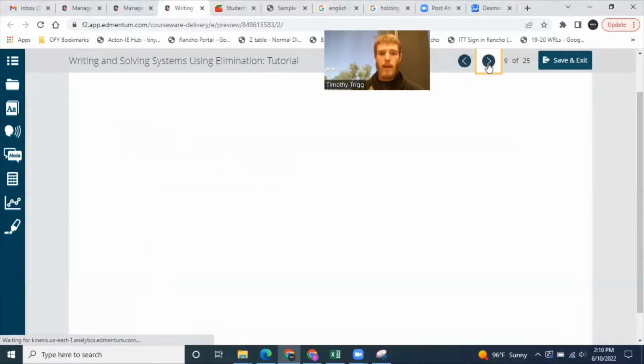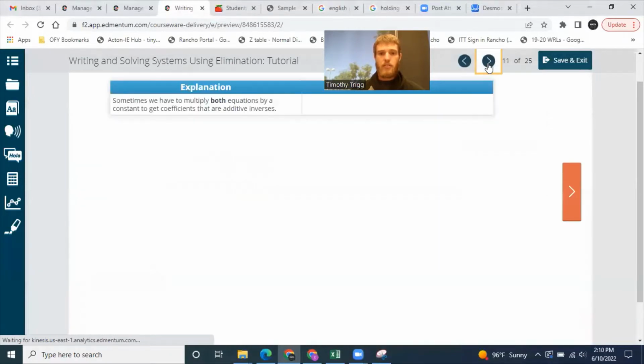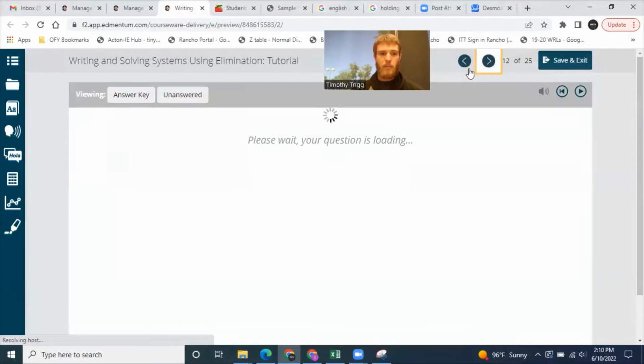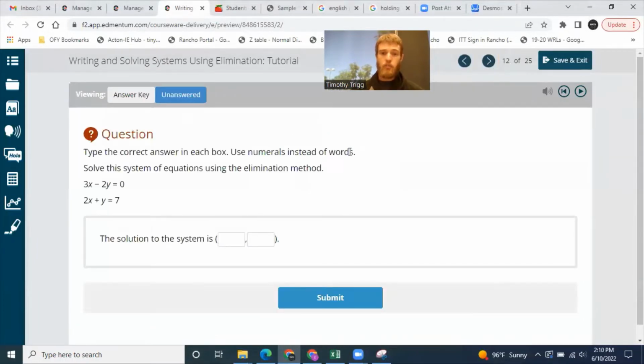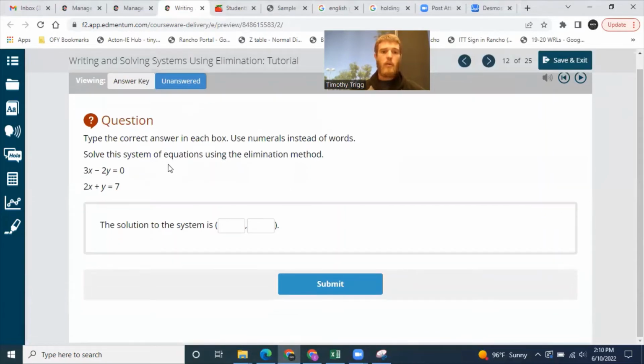And we could just skip ahead to wherever it stops us with problems. So here it stops us on page 12. Let's go ahead and answer this question. All right, solve this system of equations using the elimination method. So here's where we're going to see how the elimination method works.